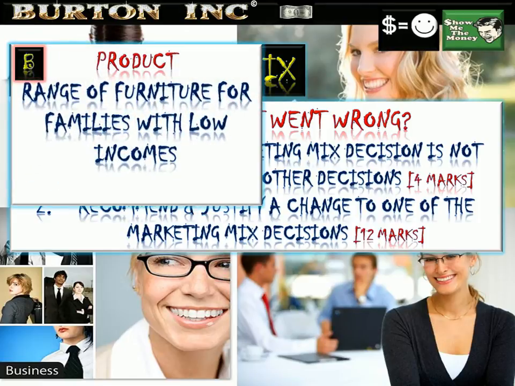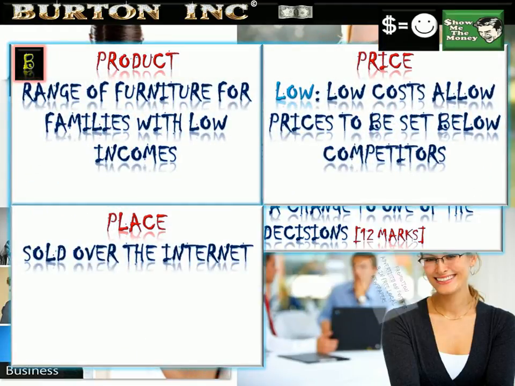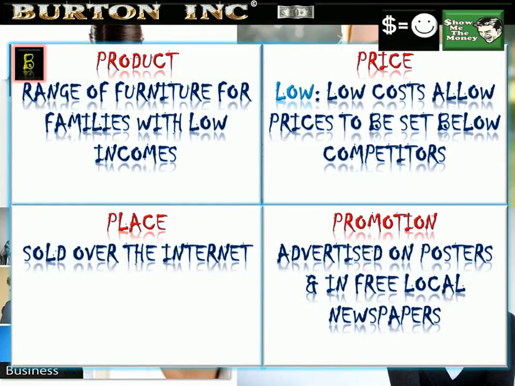Second product, a range of furniture for families with low incomes, a low price that matches the target market. The place is sold over the internet. We'll come back to that. Let's have a look at promotion. Promotion advertised on posters and in free local newspapers. Yeah, that looks all right too. Why are we only selling over the internet? Families with low incomes might not be able to afford the computer equipment nor the relevant internet service to be able to place their order.